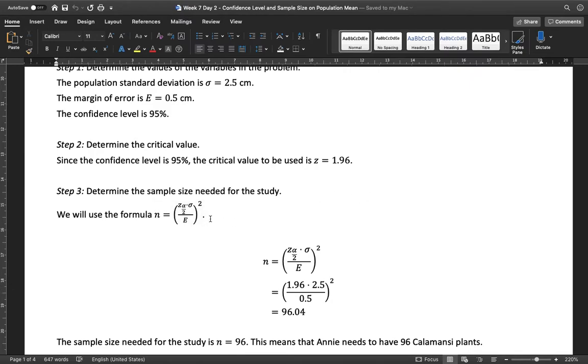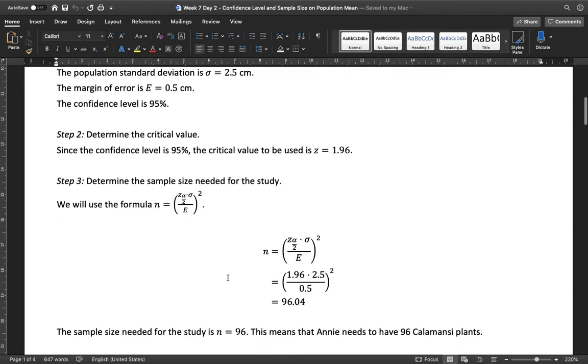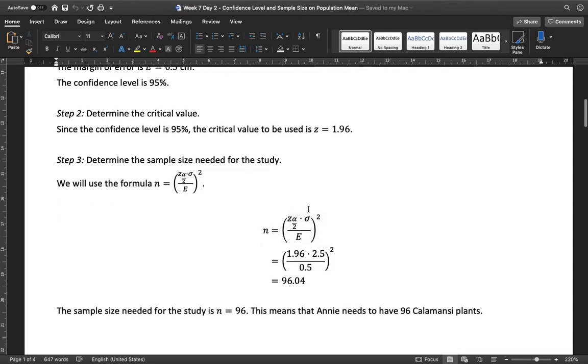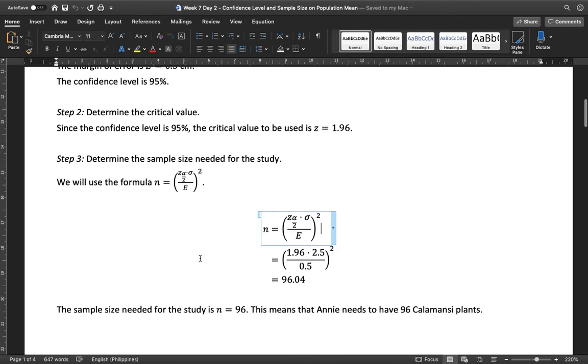We just plug in the values into the formula. n equals critical value times population standard deviation all over the margin of error, and the entire expression is squared. This one, 1.96, the critical value, times the population standard deviation 2.5 divided by 0.5, squared. Using our calculator, we can compute that, and we're going to get 96.04. So we're going to round it off to the nearest whole number since we're talking about sample sizes. So the sample size needed for the study is n equals 96.